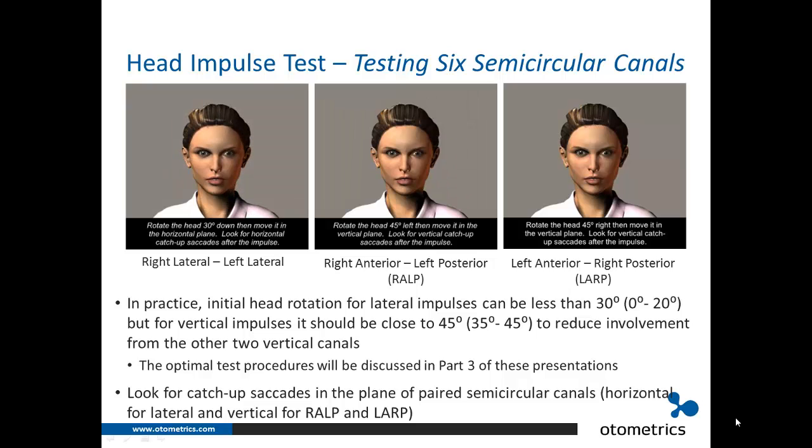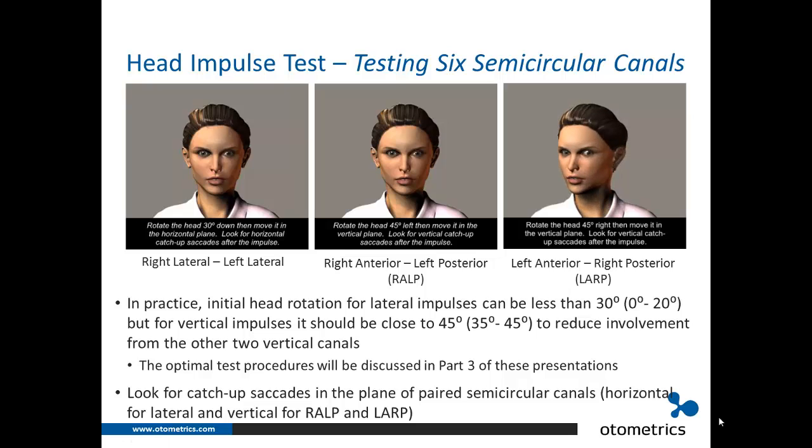For the right anterior and left posterior canal pairs, or RALP, the head is rotated 45 degrees to the left in the horizontal plane, and the head impulses are delivered in the vertical plane. For RALP, downward head impulses are primarily a test of the anterior canal, in this case right, and upward head impulses are primarily a test of the posterior canal, in this case left.